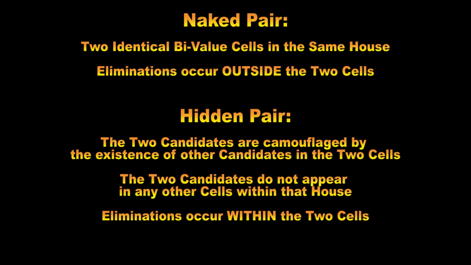Now with a naked pair, the eliminations are made outside the two cells containing the naked pair, but in the same house. And the eliminations, if any, are of the other instances of the same digits as the pair itself. And with a hidden pair, the eliminations are made within the two cells containing the hidden pair, and thus the eliminations are of digits other than the pair digits. So naked and hidden pairs appear quite differently when you are looking for them.